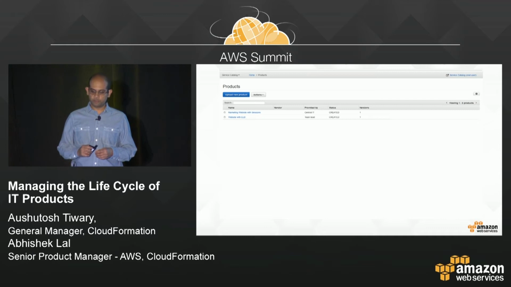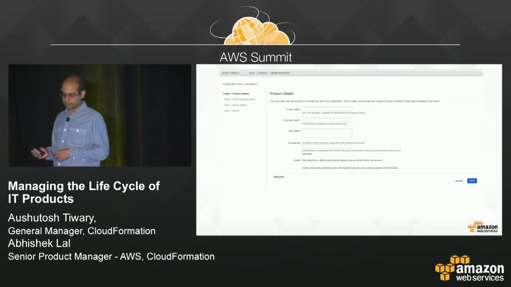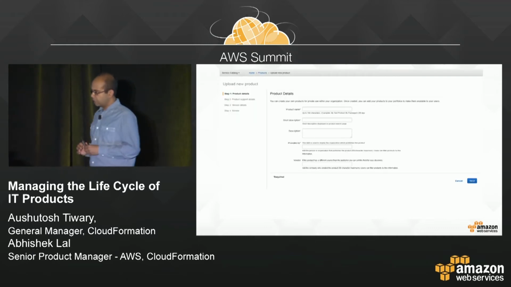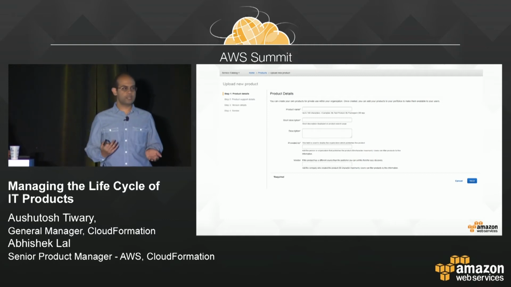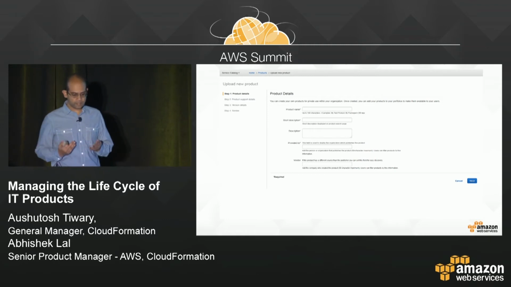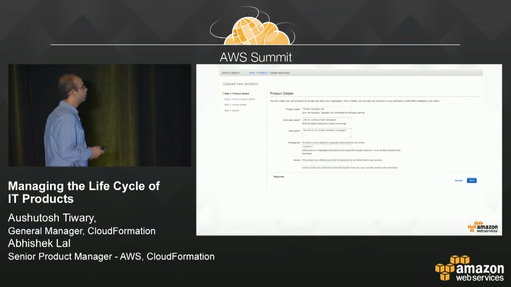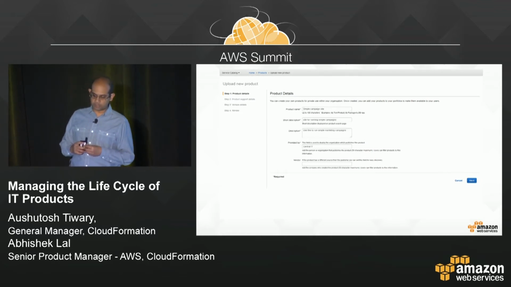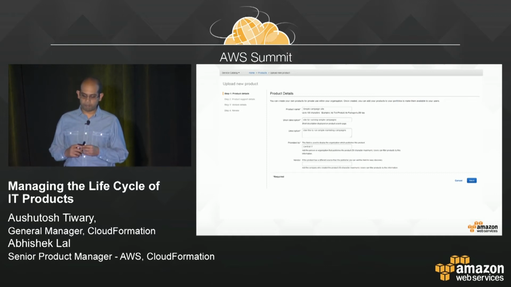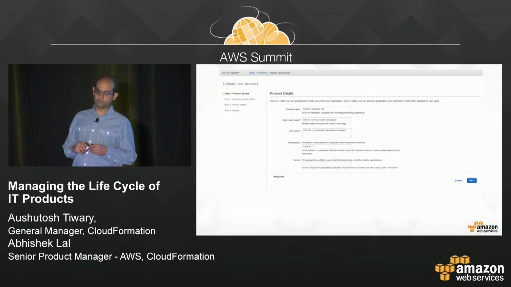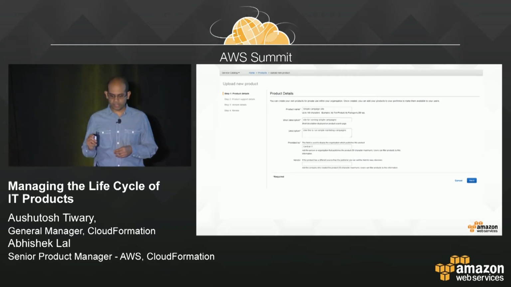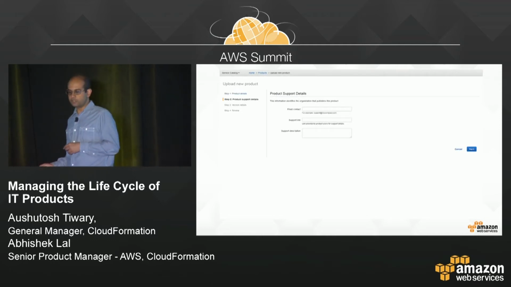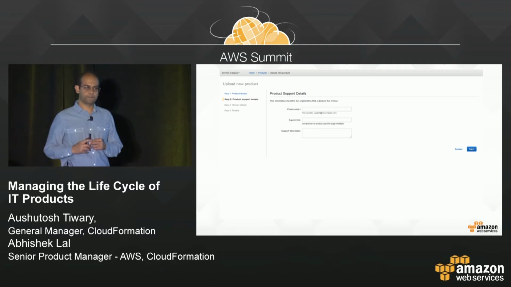Now within this portfolio, I'm going to click Upload New Product. Uploading a product is a 4-step process. The first step is to provide basic information. So here I'm going to provide my website. I'm going to say it's going to be a simple campaign website provided by Central IT, and I can give it a little bit of a description. Clicking Next, I'm taken to the support details.